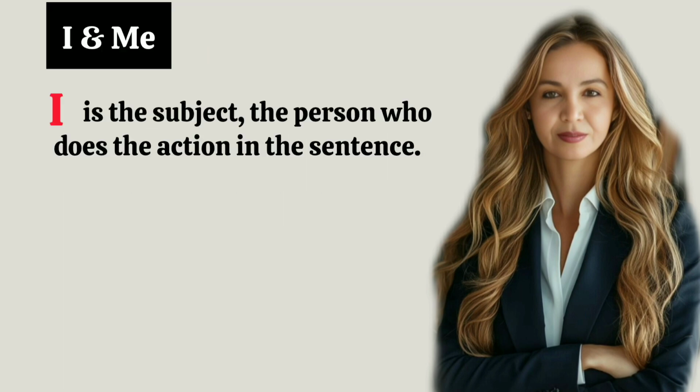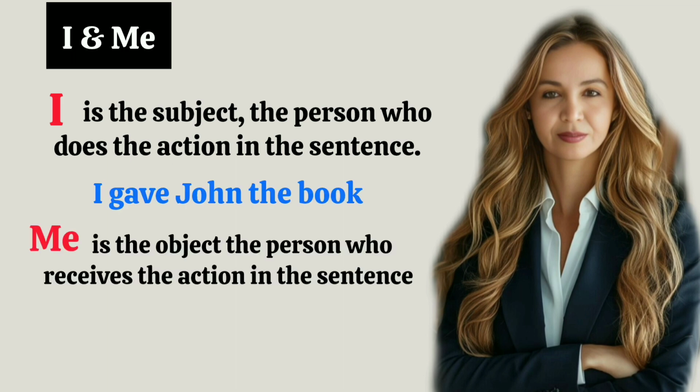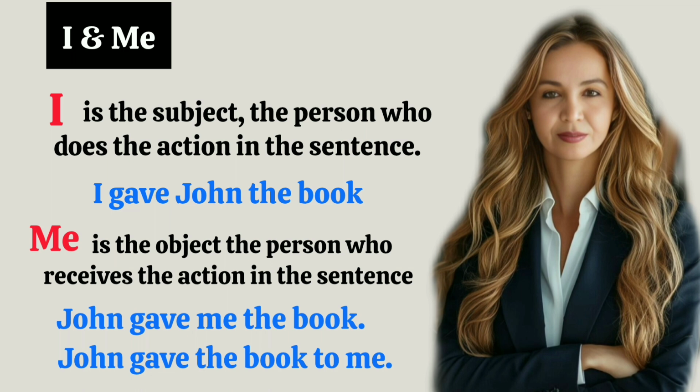I and me. I is the subject, the person who does the action in the sentence. I gave John the book. Me is the object, the person who receives the action in the sentence. John gave me the book, or John gave the book to me.